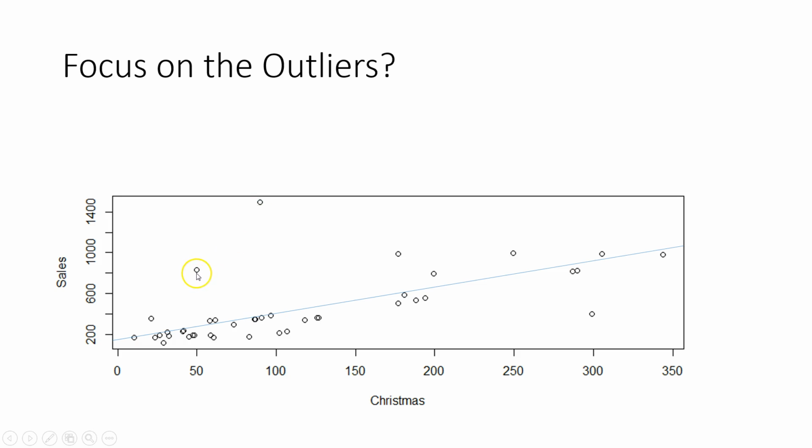This is to a lesser degree something similar, but it's close to $1,000 in sales, and then all of a sudden in the last month of the year there's only $50 in sales. Well, what happened there?